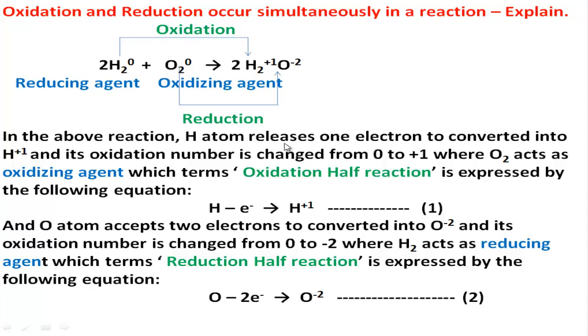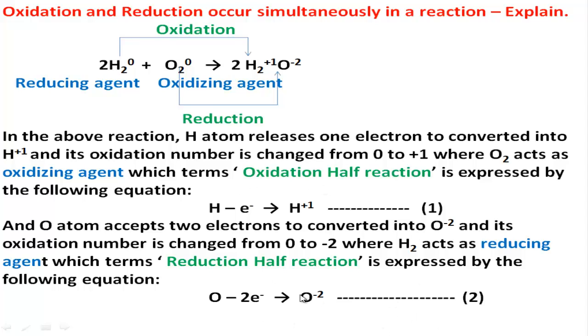In the above reaction, the hydrogen atom releases one electron to convert into a hydrogen ion. At first do not write the total number of balanced atoms; just mention the change of oxidation number, 0 to plus 1. When hydrogen is converted from 0 to plus 1 through the release of 1 electron, you have to write it this way. Then here the oxygen atom is converted from 0 to minus 2 through the acceptance of 2 electrons.